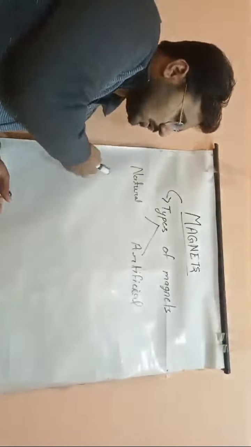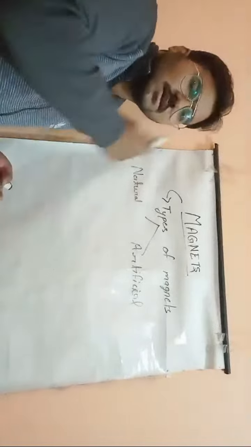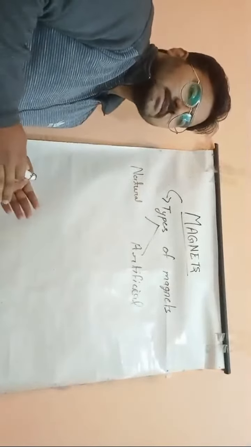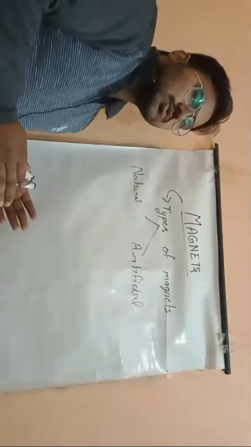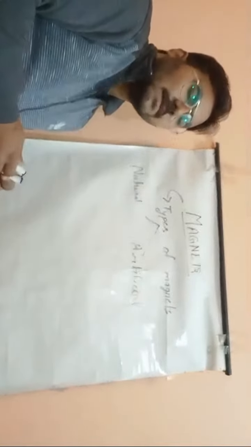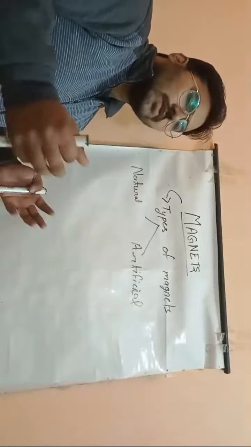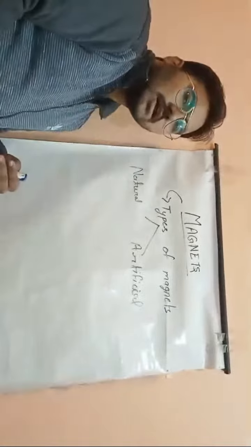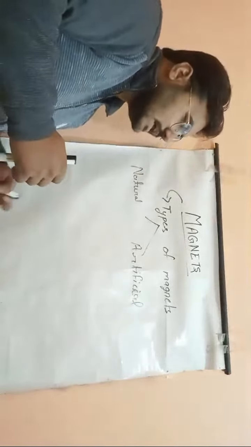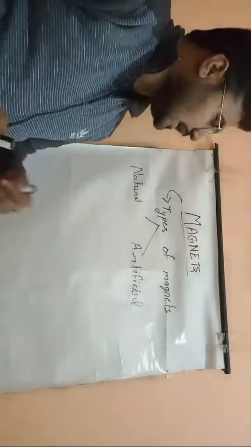Sir, if natural is made from rock, then what is artificial made from? From air? No. When artificial magnets have to be prepared, they use some types of elements like nickel, iron, and some more elements. When all these elements are grouped together and undergo some chemical changes, then after the magnet is made, that is called artificial.